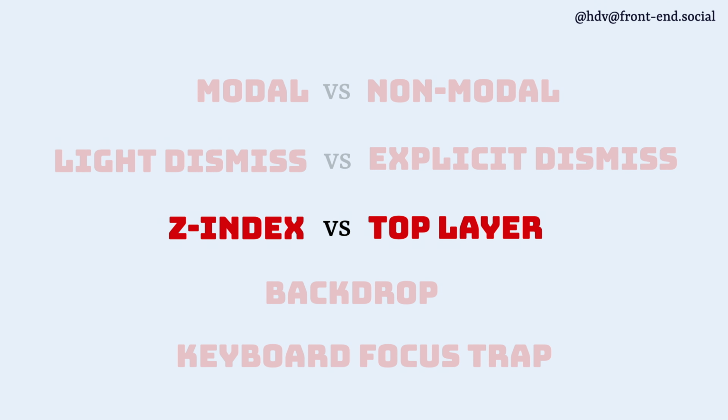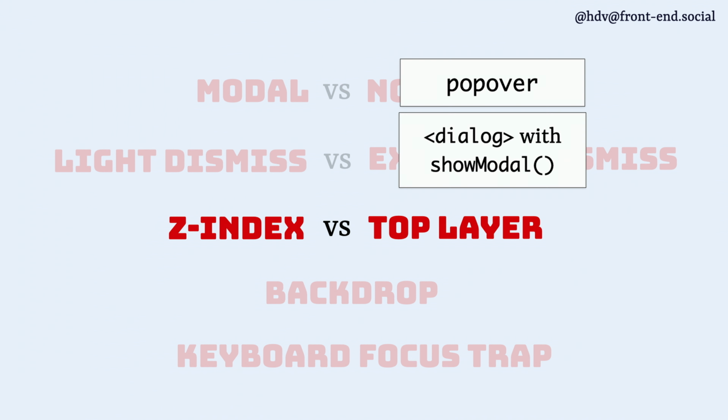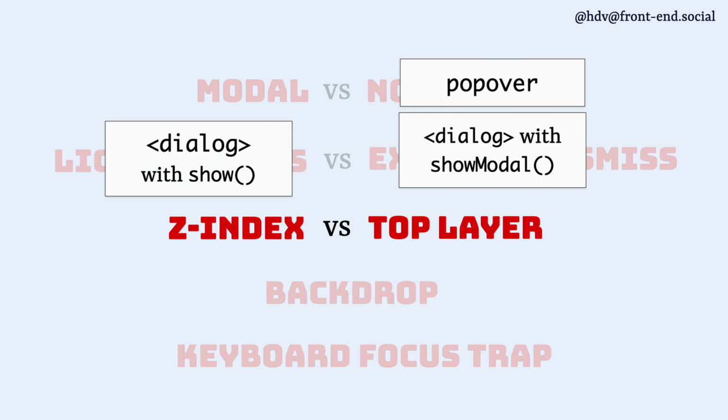Now when it comes to layering, to get access to the top layer, to put any element in there, you'll need either a popover or a dialog with showModal. Those are the only ways to make something show up in the top layer. And then for everything else, you'll need to use z-index, so a dialog with show, or any other method that you might be using to build these.